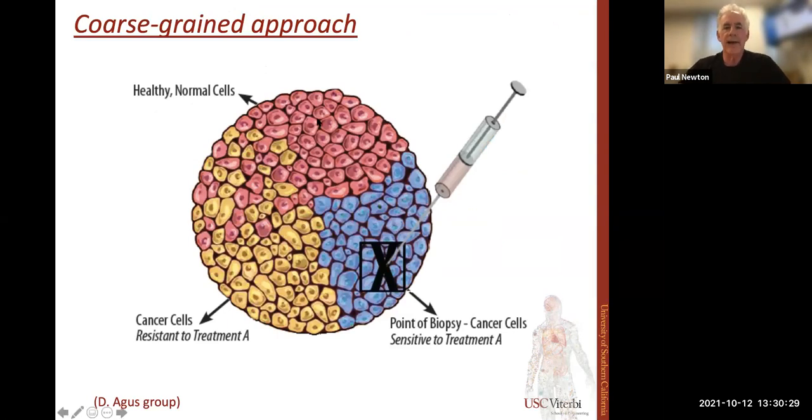So let's coarse grain the tumor, and let's say we can't keep track of every individual cell. So what we're going to do is group the cells into, in this case, three different groups. We've got healthy cells, we've got cancer cells that are resistant to treatment A, let's say, and then we have cancer cells that are sensitive to treatment A, okay?